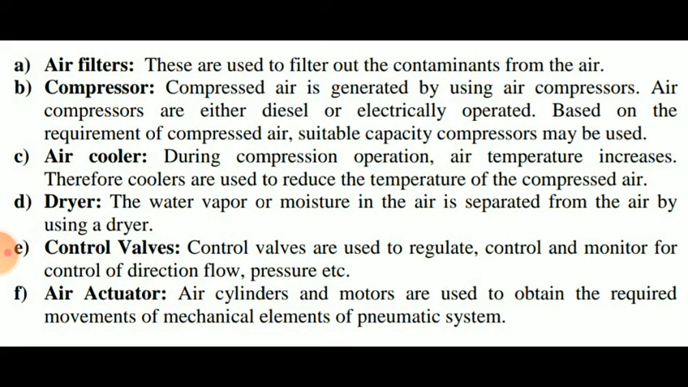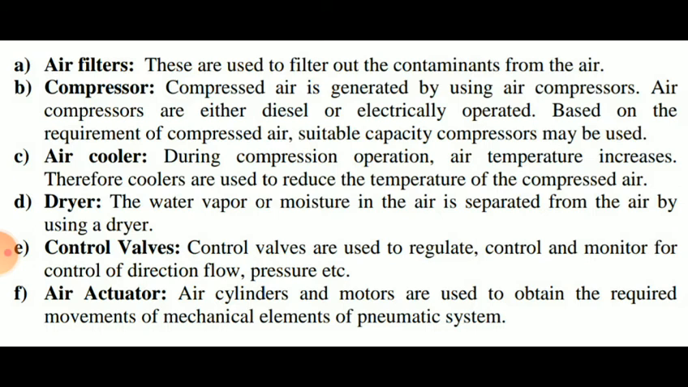Air filters are used to filter out the contaminants from the air. The second component is the compressor. Compressed air is generated by using air compressors. Air compressors are either diesel or electrically operated. Based on the requirement of compressed air, suitable capacity compressors may be used. The third element is the air cooler. During the compression operation, air temperature increases. Therefore, coolers are used to reduce the temperature of the compressed air.